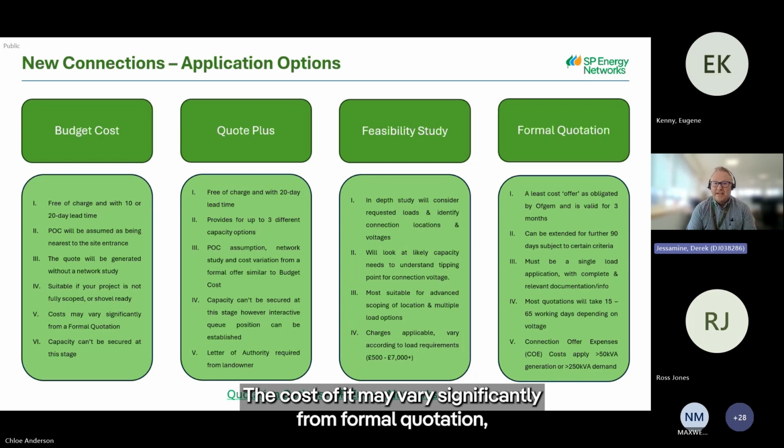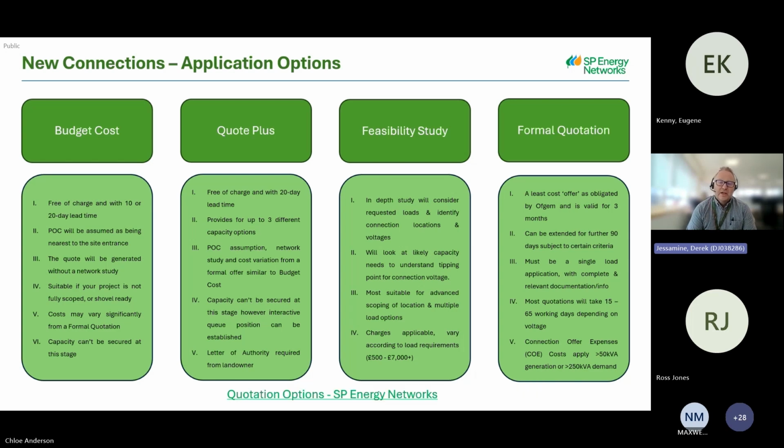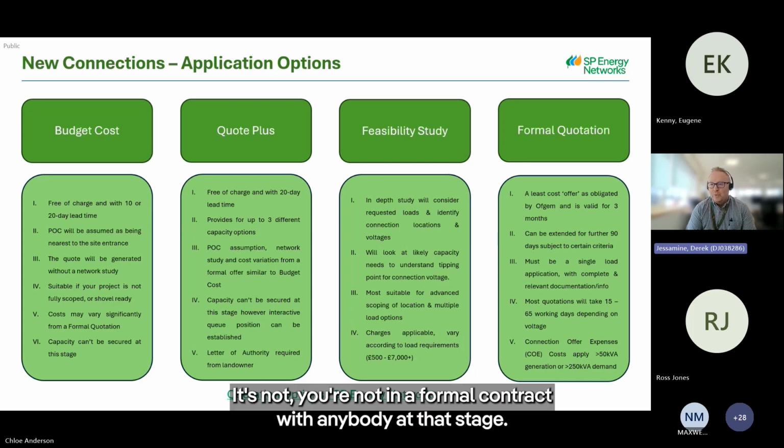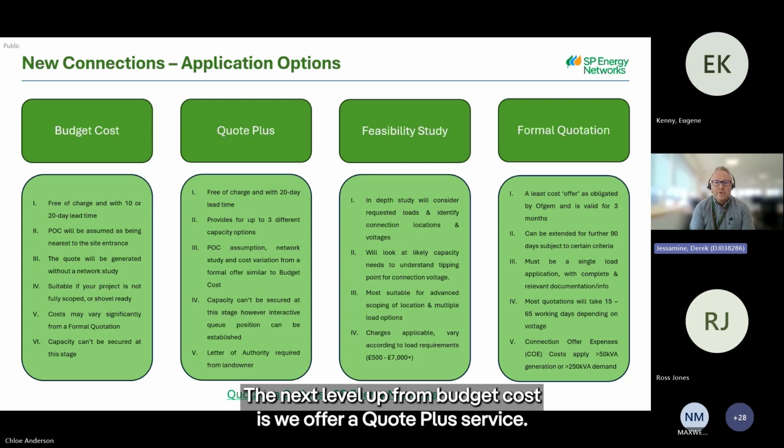The costs obviously may vary significantly from formal quotation once we've actually had to do a formal network study and then any detailed design that we then have to do. And with a budget cost, we can't secure capacity at this stage. You're not in a formal contract with anybody at that stage. The next level up from budget cost is we offer a quote plus service.